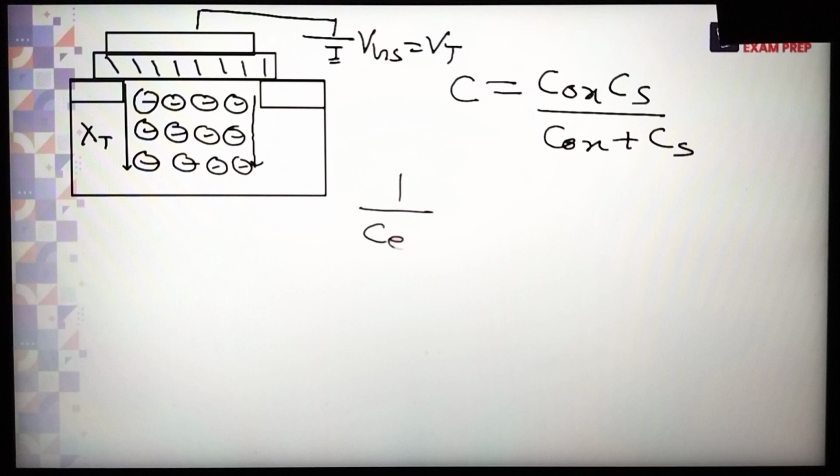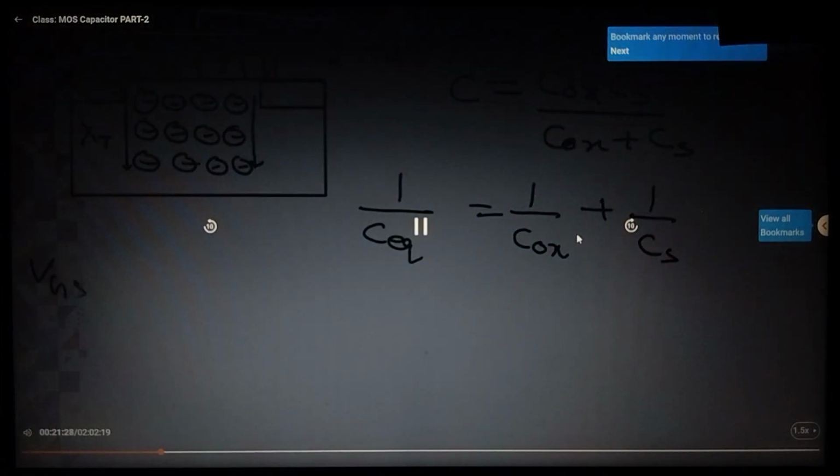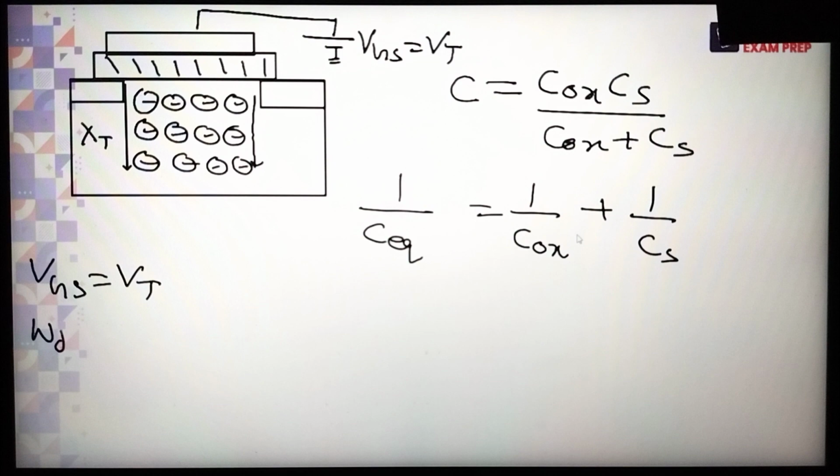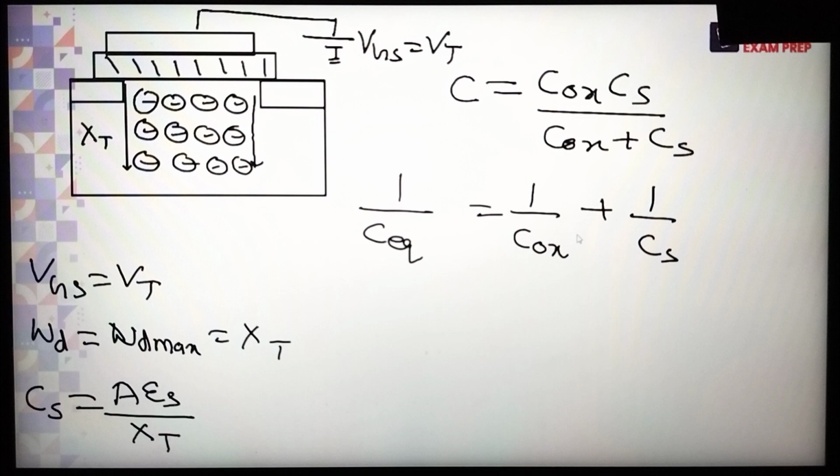1 by C equivalent is equal to 1 by COX plus 1 by CS. Now exactly at VGS equal to VT, what about the depletion layer? Maximum. That is the threshold. This is called the maximum depletion layer, or the depletion layer exactly at threshold. Okay, now what is the capacitance of this semiconductor material? This will become A epsilon S by what? HT. Okay guys, this is clear.